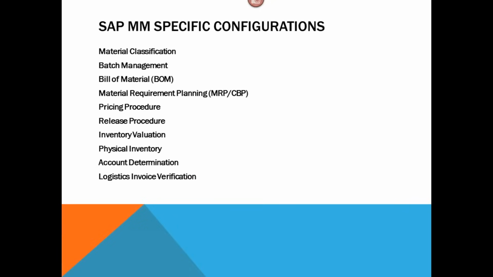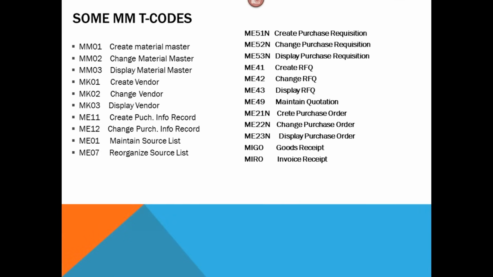So the configuration we will be seeing in this complete course is material classification, batch management, BOM, MRP, CBP, pricing, release, inventory, physical inventory, accounting, logistics. These are all the configurations. We will set up every configuration and test the scenario accordingly. Then you become a full consultant if you know all this configuration. These are all some of the transaction codes we use every day for your requirement.